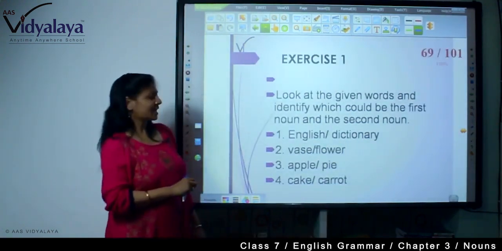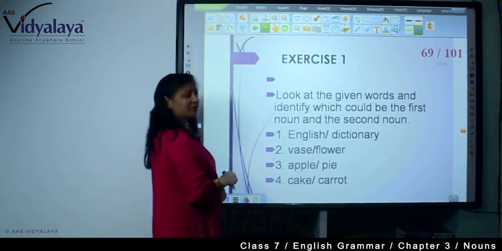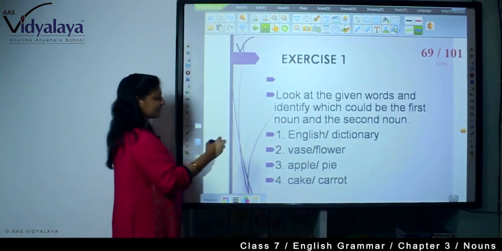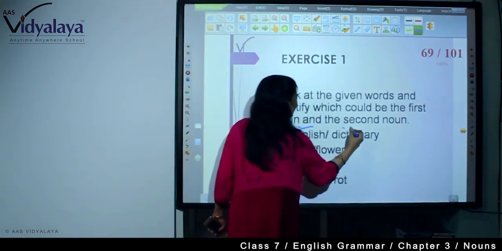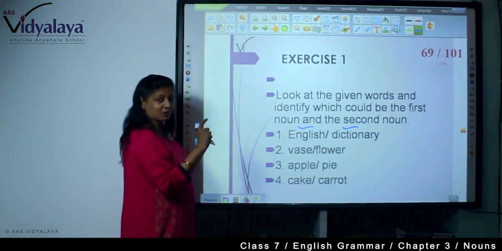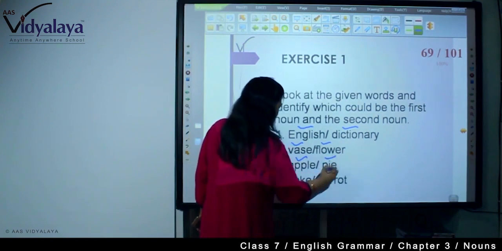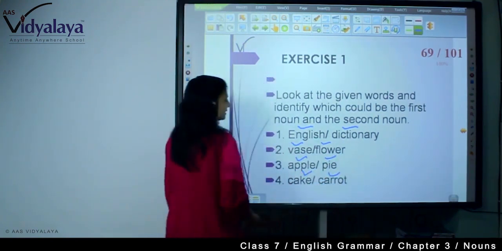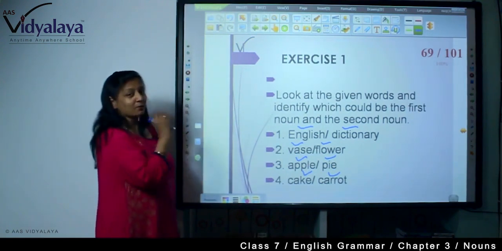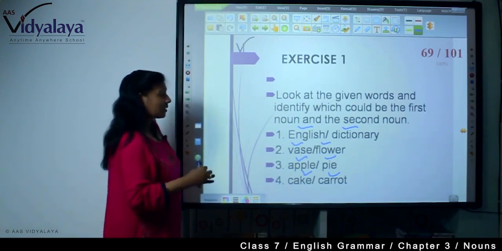Now I am giving you some exercises. You will have to do this. First, you will have to identify which is the first and which is the second noun. "English dictionary": there are two nouns. First is English and this is the dictionary. You will have to write which one is the first noun, which one is the second. Vase, flower. Apple, pie. Cake, carrot. Now you can understand, the answers are all given here, but you will have to find your own attributive noun.